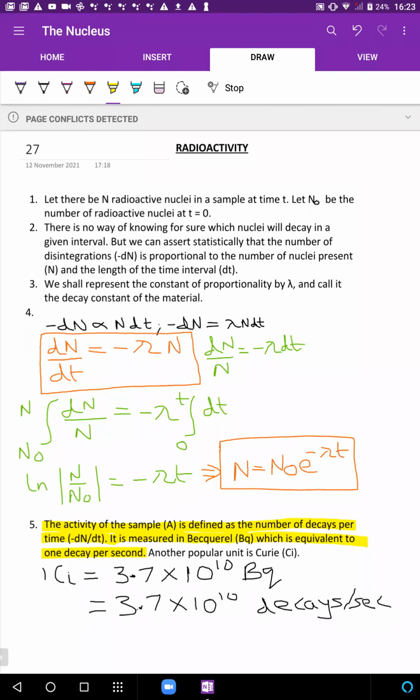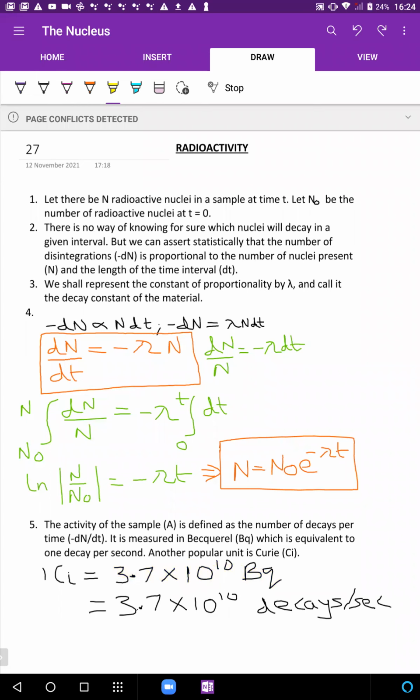But another popular unit is the Curie. The symbol for Curie is Ci. 1 Curie is 3.7 into 10 to the power 10 becquerel. So try remembering that conversion in case they give you the activities in Curie. 1 Curie is 3.7 into 10 to the power 10 becquerel. In other words, 1 Curie represents 3.7 into 10 raised to 10 decays per second.